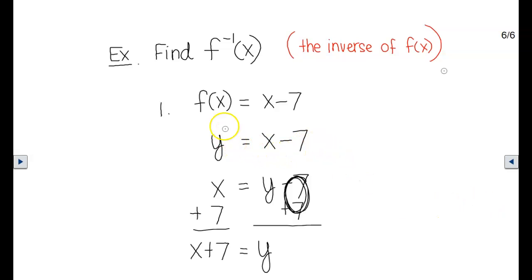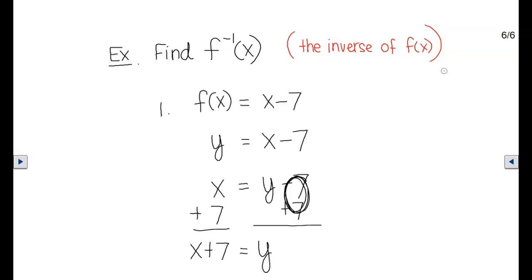So here was step 1. I replaced f of x with y. Here was step 2. I switched the x and y variables and got this. And then here's step 3. I do what it takes to get y by itself. So when I see y minus 7, I know I have to do the opposite and add 7 to both sides to get that y alone.